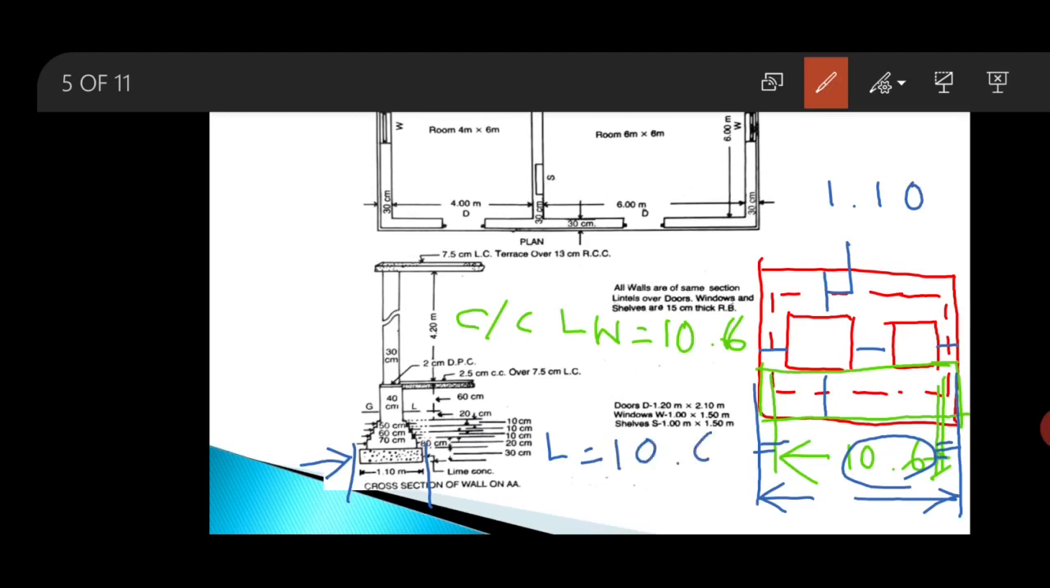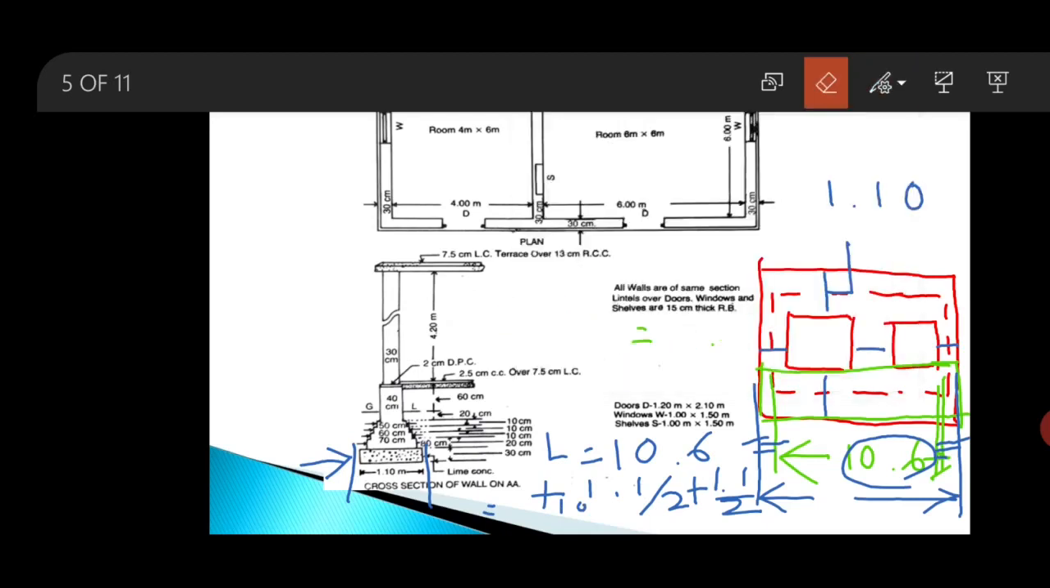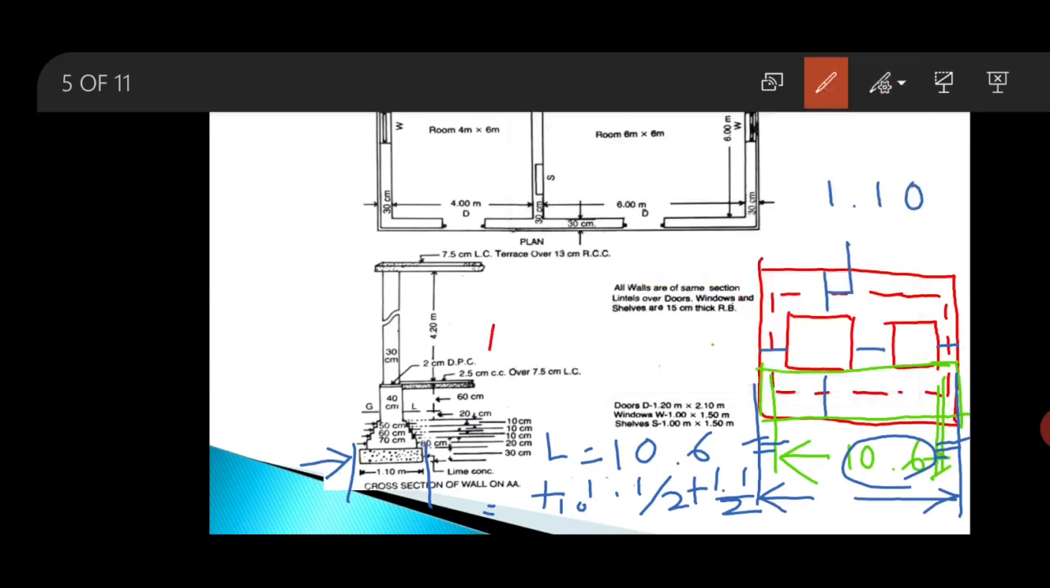So, this is the center to center line length, and with this we will add half of the width on both sides, that means 1.1 by 2 for this side and 1.1 by 2 for this side. This will give the total value, so the length will become equal to how much? This will be equal to 11.7. Clear?